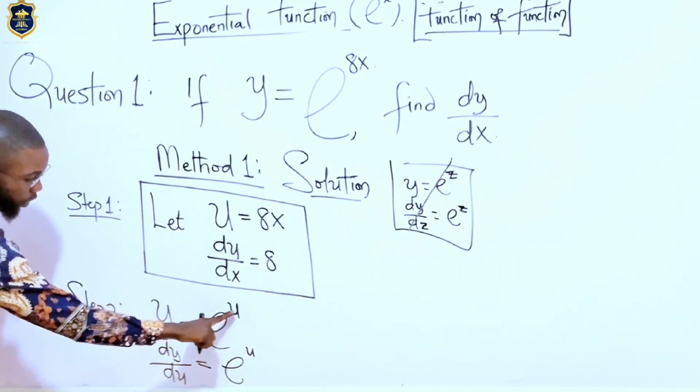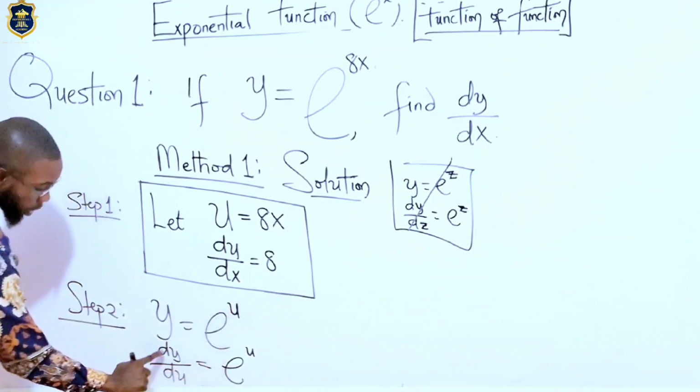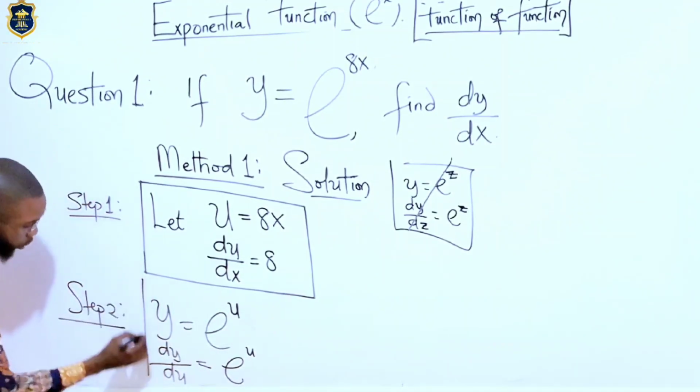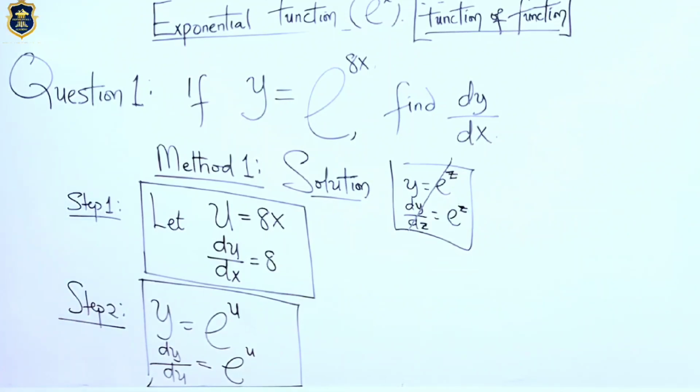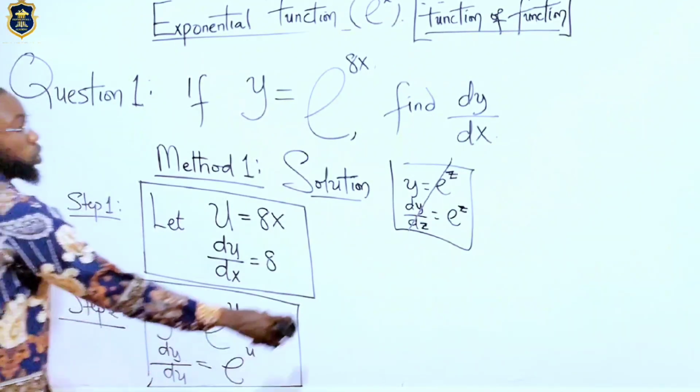Now, since we have a single variable, differentiating y with respect to u, dy over du, we still have e raised to power u. That's our step 2. What next? What do we do next? Let's take this one off.